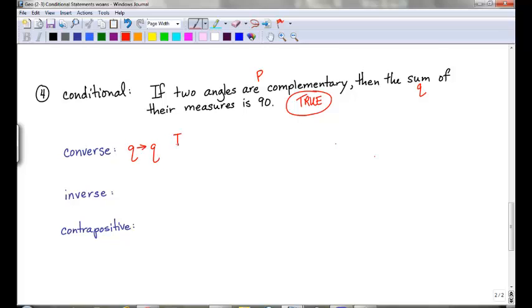So if the sum of their measures, oh, sorry, I wrote that wrong. Turn around. Yep, if the sum of their measures is 90, then the angles are complementary.